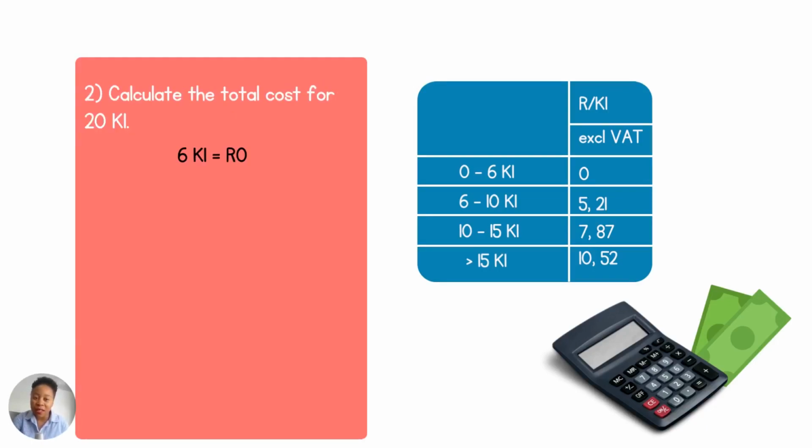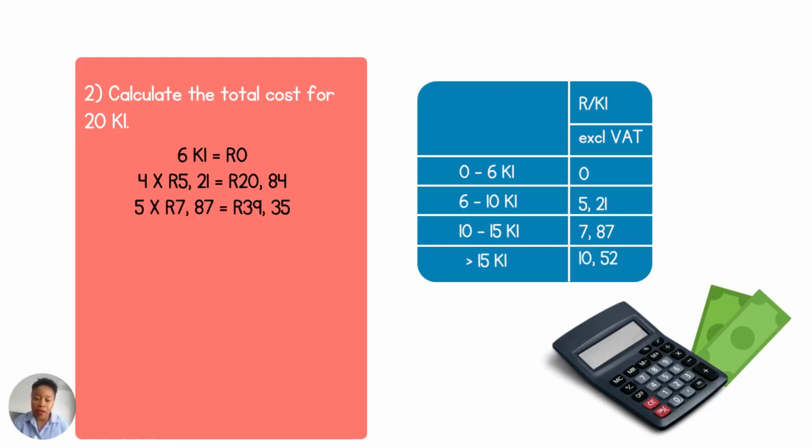So the second question, calculate the total cost for 20 kiloliters. We know that for the first 6 kiloliters, you pay 0 rand. You don't pay anything, okay? And the second step will be to calculate how much you're paying for the next 4 kiloliters. So remember how we got this 4? From subtracting 6 from 10, you get 4. So for the next 4, you multiply that by 5 rand 21 cents, and that will mean you have to pay 20 rands and 84 cents.